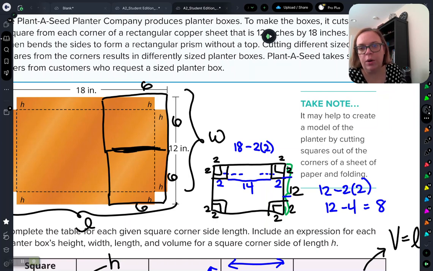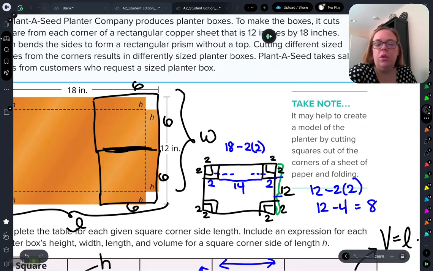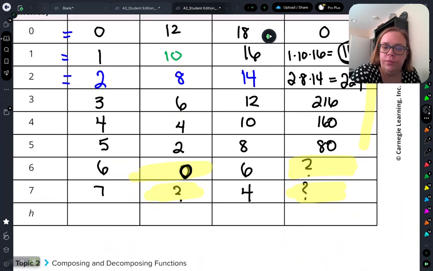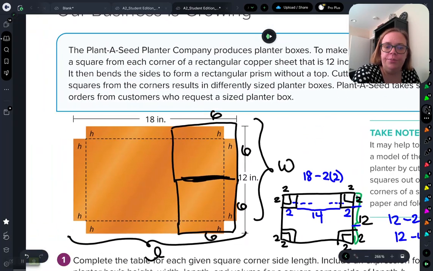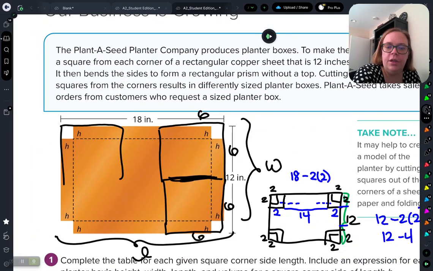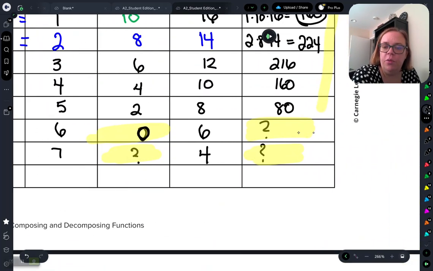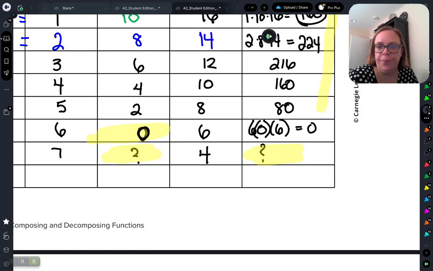So 6 by 6, you're not going to have any leftover stuff. The square is so big, the two squares would take up the whole width, 12 inches. 6 plus 6 is 12. So there's nothing left for the width, which means you're going to have 0. The length will still have some leftover because you'll have 2 6s subtracted from 18. So you still have another 6 left over. My sketch is not to scale. But the volume would be nothing because 6 times 0 times 6 is 0.